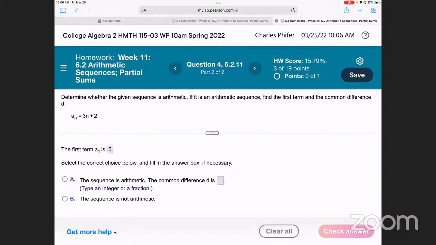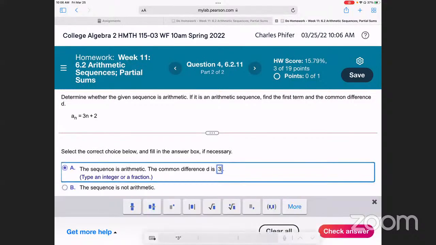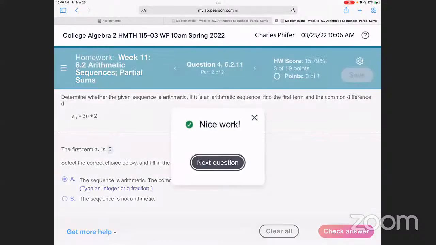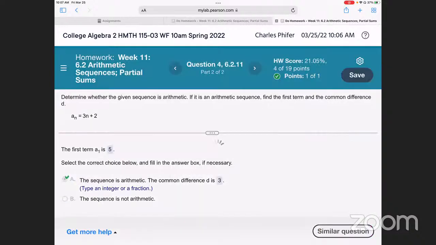Let's look at A2 again. So when n is 2, 6 plus 2 is 8. It looks like we're adding 3, right? When n is 3, 9 plus 2 is 11. And that's 3. Yeah. It looks like there is a common difference. I started to initially say no, but then after I looked at a few terms, it actually checked out. At first glance, I was tempted to say no, this is arithmetic, but then I was like, let me just look at the terms and make sure. Better safe than sorry, right?